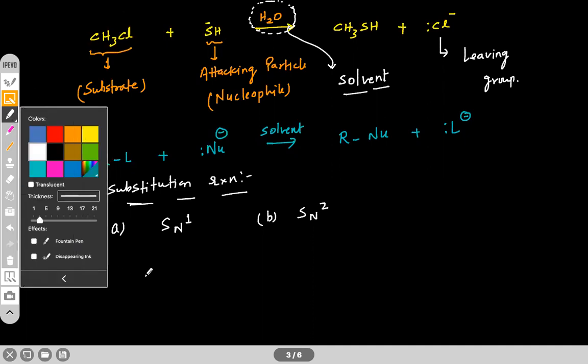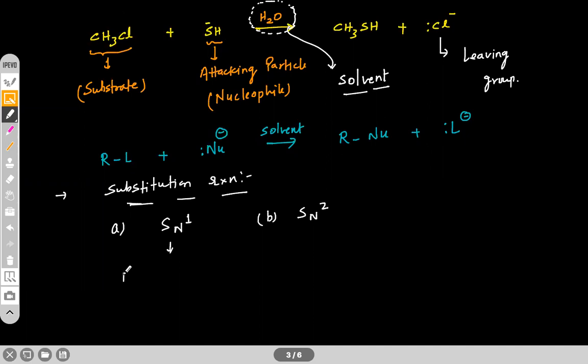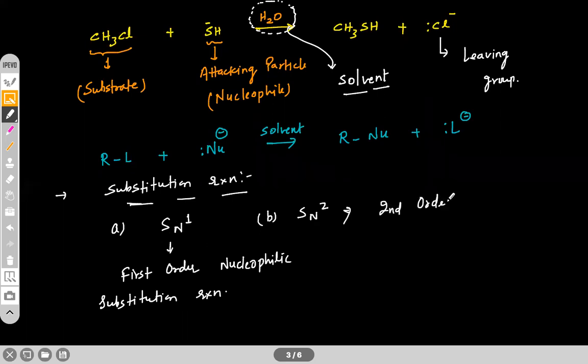Right? So SN1 stands for first order nucleophilic substitution reaction. What is this order? You don't focus on this now. Just let it be. It is an experimental quantity. You should know what SN1 stands for. This stands for first order nucleophilic substitution reaction. Similarly, this one stands for second order nucleophilic substitution reaction.